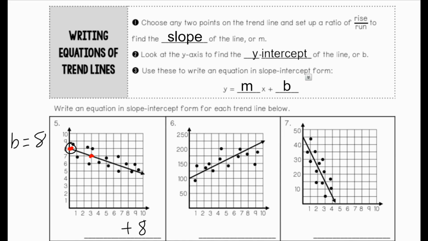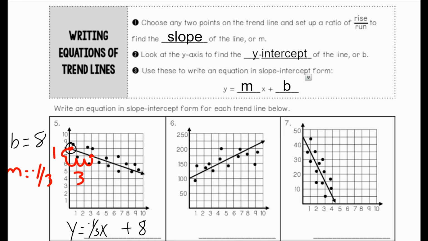Now finding the slope of these 2 points, I'm going down 1 and over 1, 2, 3. So my slope here, or my m value, is negative 1/3. That makes my equation here, y equals negative 1/3 x plus 8.